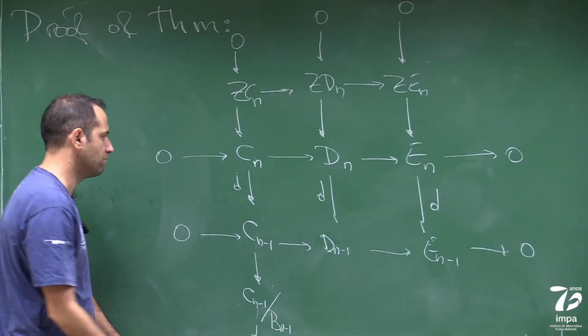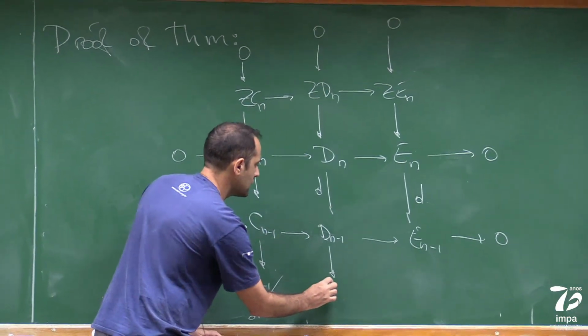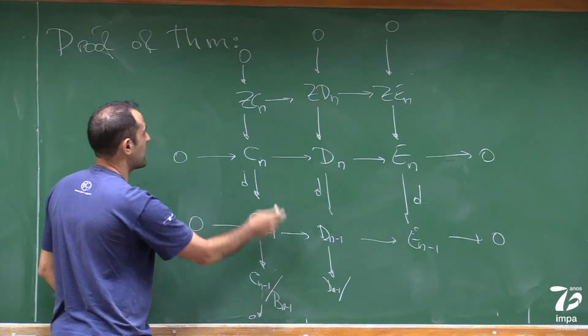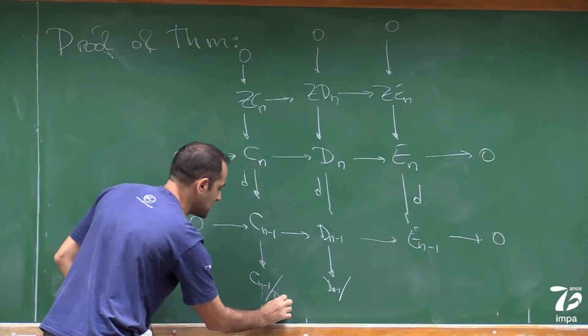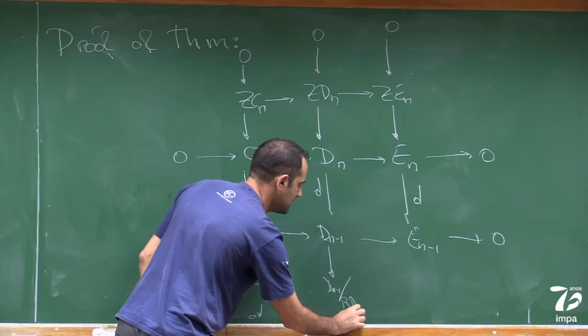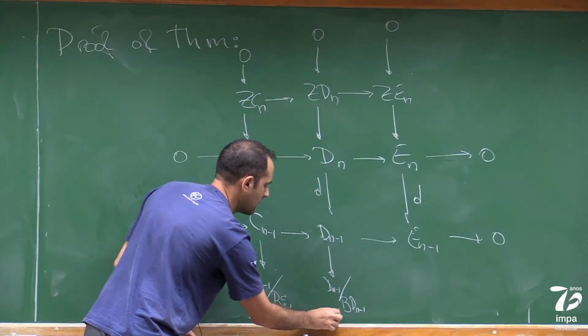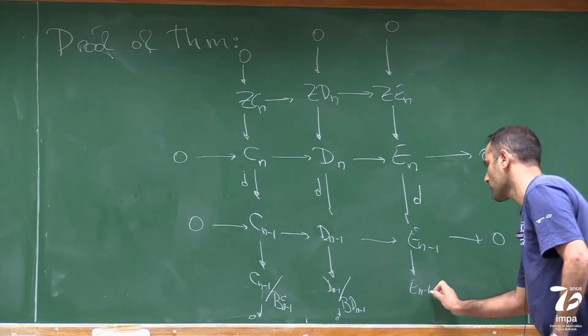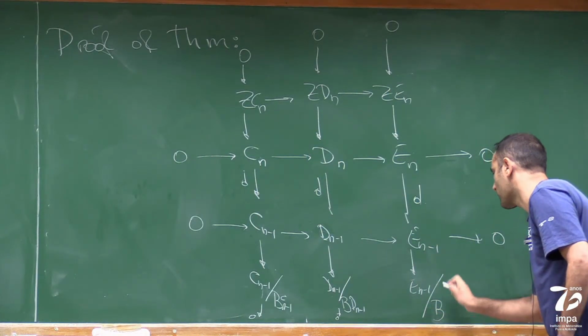And I managed to run out of board again. So this is d_{n-1} divided, oh no. This B_{n-1} is the boundaries of the complex C, so I should use a C there. And these are boundaries of the complex D. So this is B^D_{n-1}. It goes to 0. And here I go to E_{n-1} divided by the boundaries of this complex E.